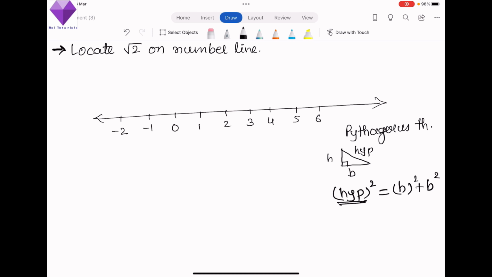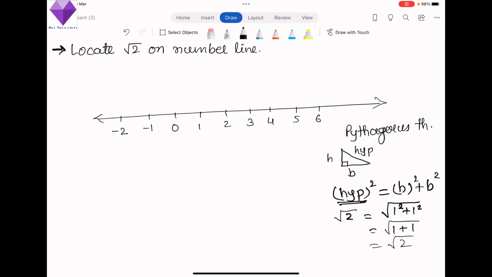hypotenuse I want root 2. So how can I get that? For that root 2, how can I get it? If I get root of 1 square plus 1 square. So 1 square is 1 and 1 square is 1. So I will get root 2.